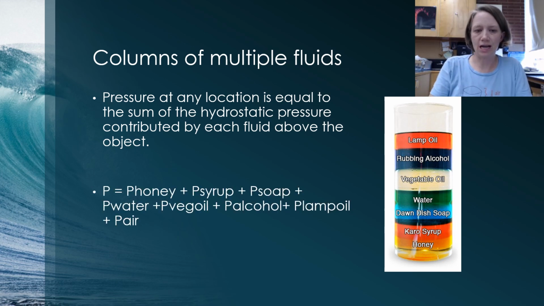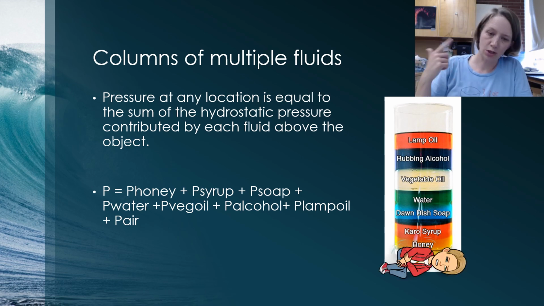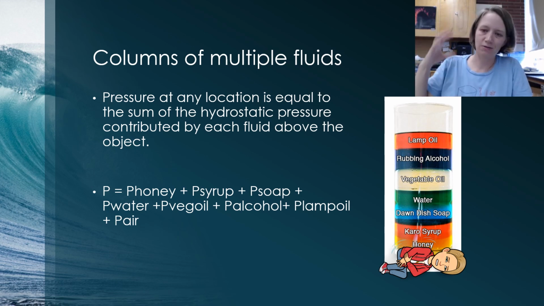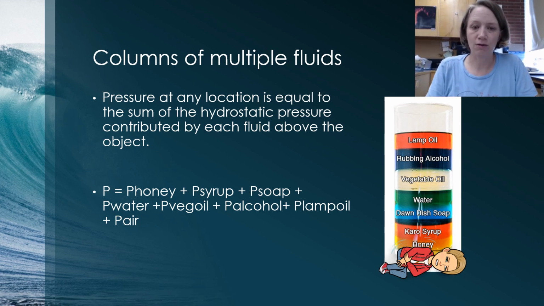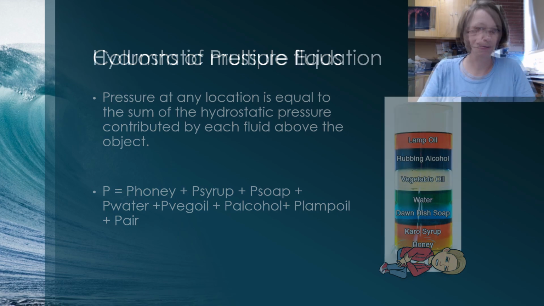That means you can just add up the pressure of everything above you to figure out how much pressure is acting on you. If you wanted to know the pressure on the bottom of this container shown, it would be the pressure from the honey, plus the pressure from the syrup, plus the pressure from the soap, plus the pressure from the water, plus the pressure from the veggie oil, plus alcohol, plus lamp oil, and then I'm adding air because there's actually another fluid on top of that column. That would give you your total pressure. So it's pretty straightforward if you have multiple pressures in the same container.